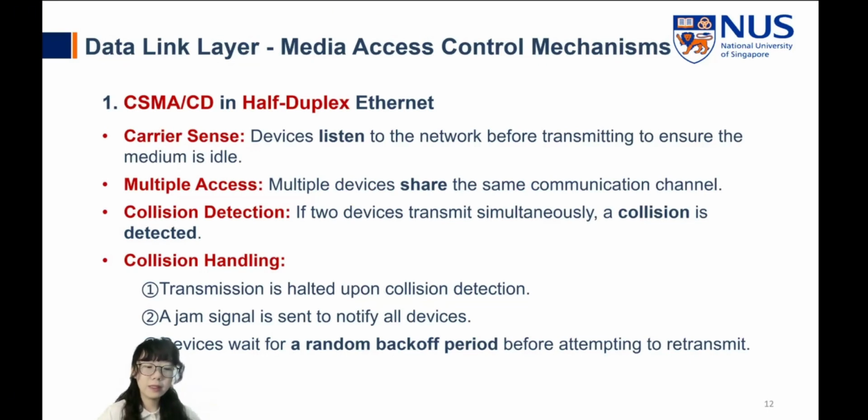But if another device starts at the same time, a collision occurs. The collision is detected and the device stops transmitting. They then wait for a random amount of time before trying again. This system helps avoid long-term conflict and keeps the network running. But nowadays, CSMA/CD is rarely used because modern Ethernet works in full duplex mode.